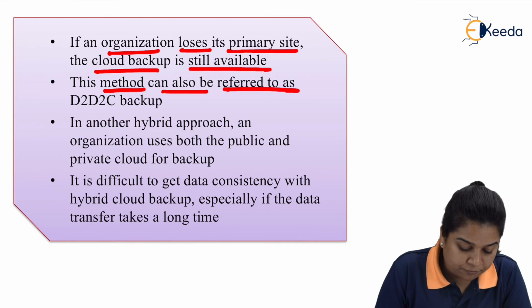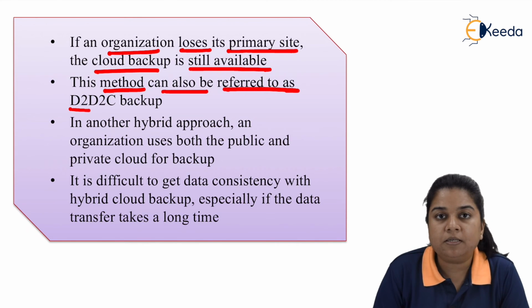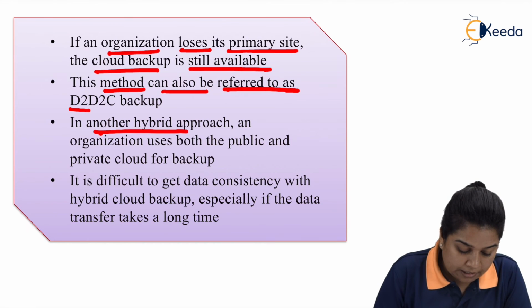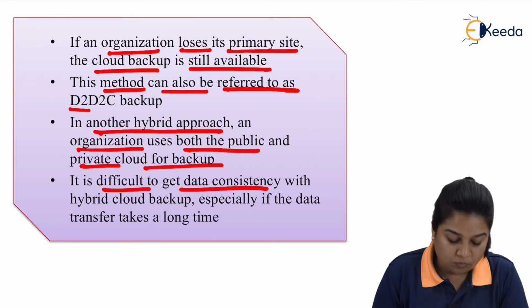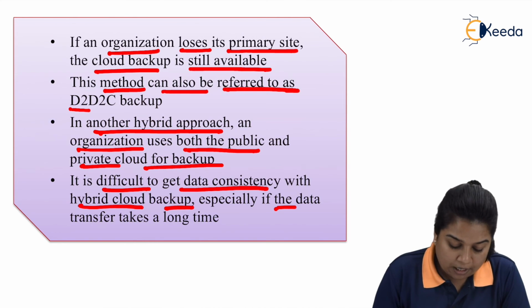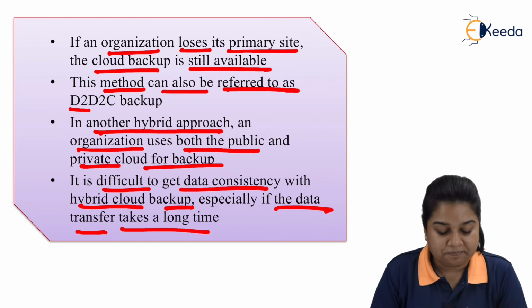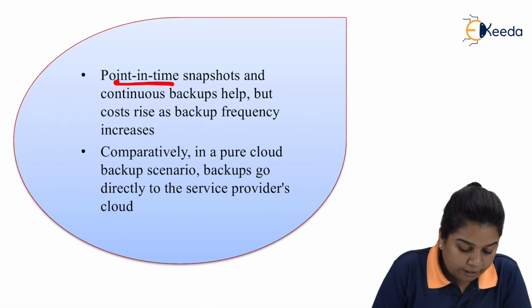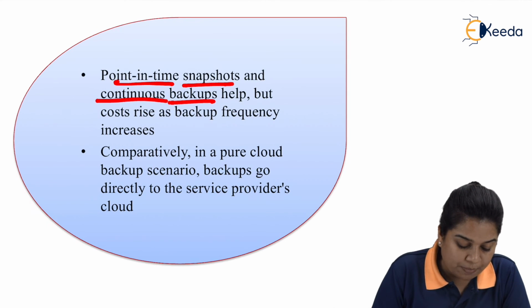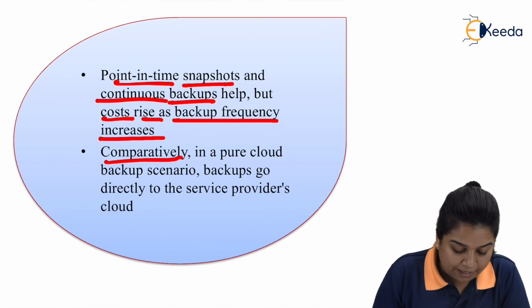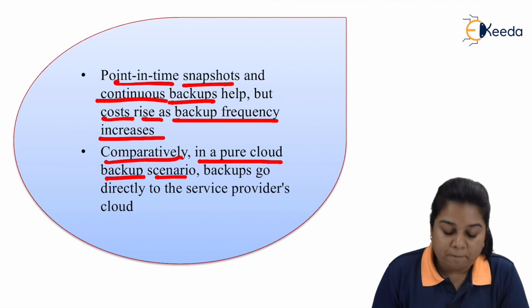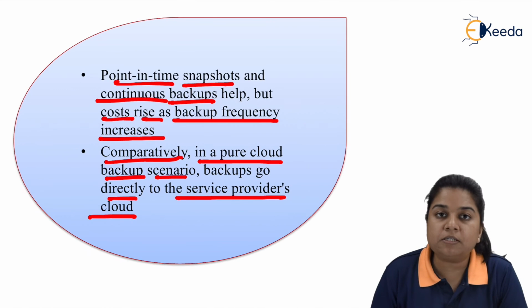This method can also be referred to as D to D to C backup, that is disk to disk to cloud backup. In another hybrid approach, an organization uses both the public and private cloud for backup. It is difficult to get data consistency with hybrid cloud backup, especially if the data transfer takes a long time. Now, point in time snapshots and continuous backups help, but costs rise as backup frequency increases. Comparatively, in a pure cloud backup scenario, backups go directly to the service provider's cloud.